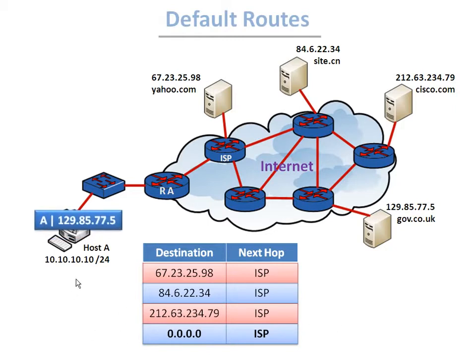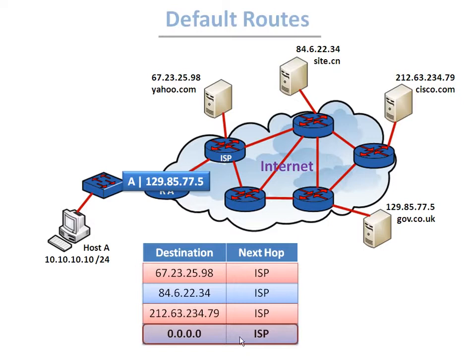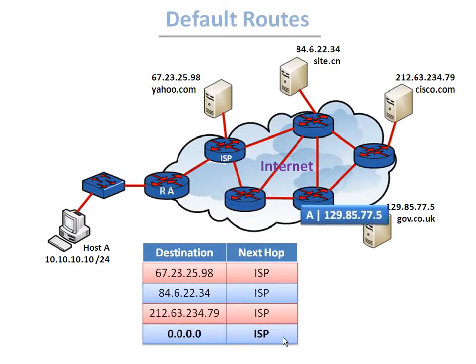So if host A is trying to send a packet to a destination that router A does not have a specific path to, router A will simply take a look at the default route and send it to the next hop IP address, with the hope that it knows how to reach that destination. And most of the time, the default route is the router of your service provider, right? Because your service provider connects you to the internet, so supposedly it knows how to reach those networks.